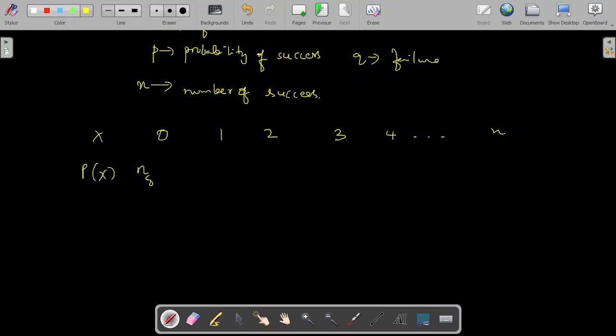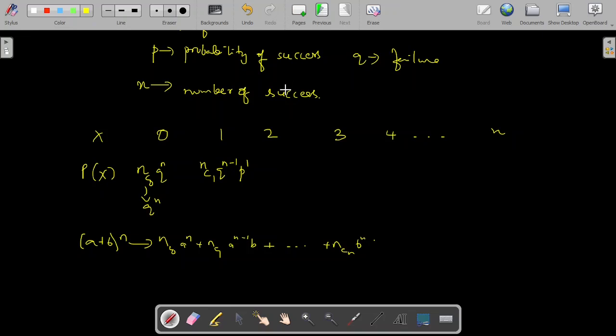This becomes nc0 q power n minus 0 into p power 0, means it is nc0. nc0 is always 1 into q power n. The final answer is q power n. Then nc1 q power n minus 1 into p power 1. These are nothing but the terms of the binomial expansion. Binomial expansion a plus b whole power n. You might be knowing nc0 a power n plus nc1 a power n minus 1 into b plus so on up to finally ncn into b power n. That's why the name binomial probability distribution. These are the terms of the binomial expansion of p plus q whole power n.